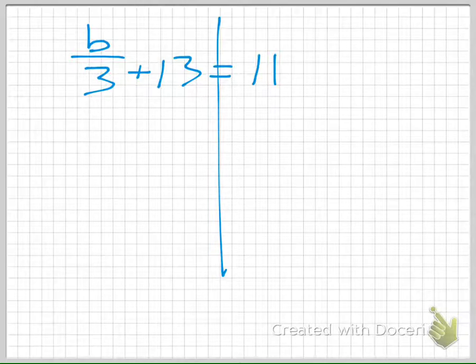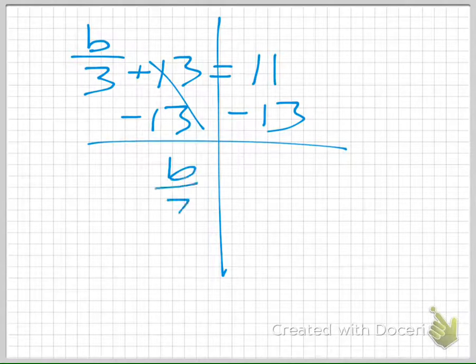Why? Because it's higher in the operation. It's reverse order of operations, right? We do adding and subtracting first. That's just what you do. You clear out the adding and subtracting first. Minus 13, minus 13. b over 3 equals.